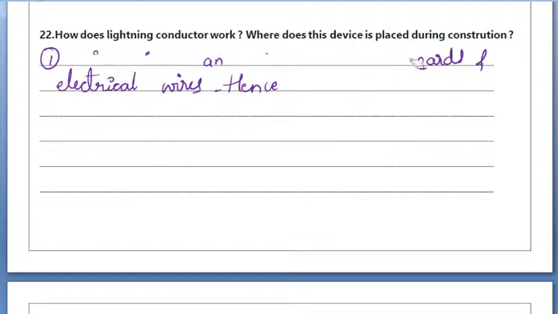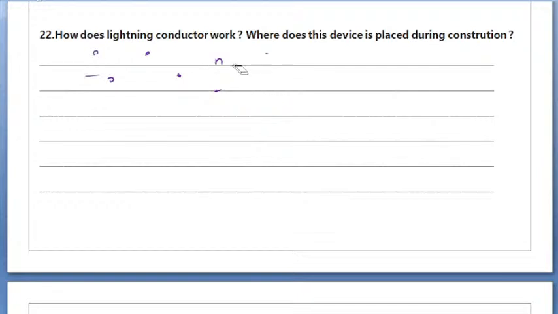One small change, children. Take out this answer. There is a small change. I am writing the precautions first. Rather than writing the precaution, firstly, I would like to write how does lightning conductor work. One small change. Okay, make it. How does lightning conductor work? First, I should write.